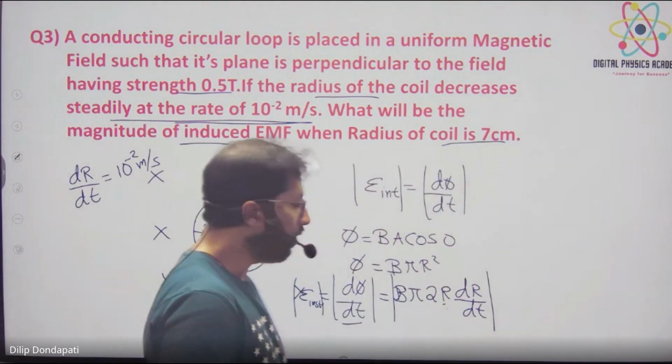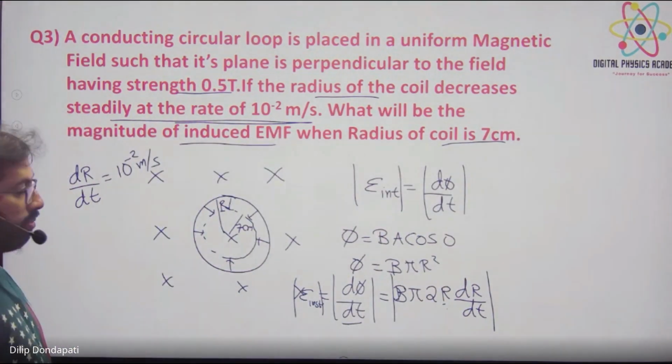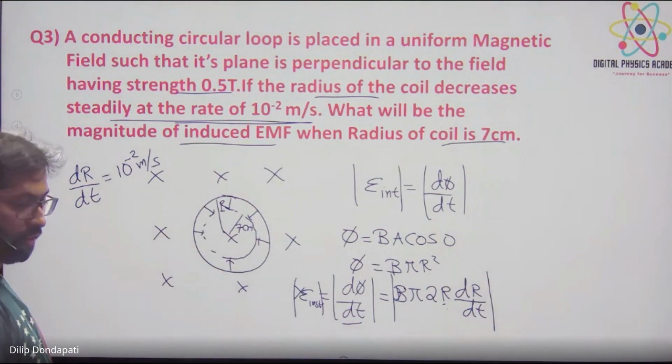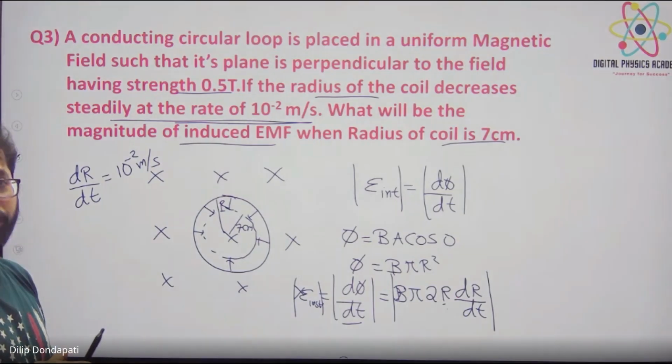Take pi as 22 by 7. Because it is 7 centimeters, it will cancel. Yes, 22 into 10 power minus 4. Yes, 22 into 10 power minus 4.